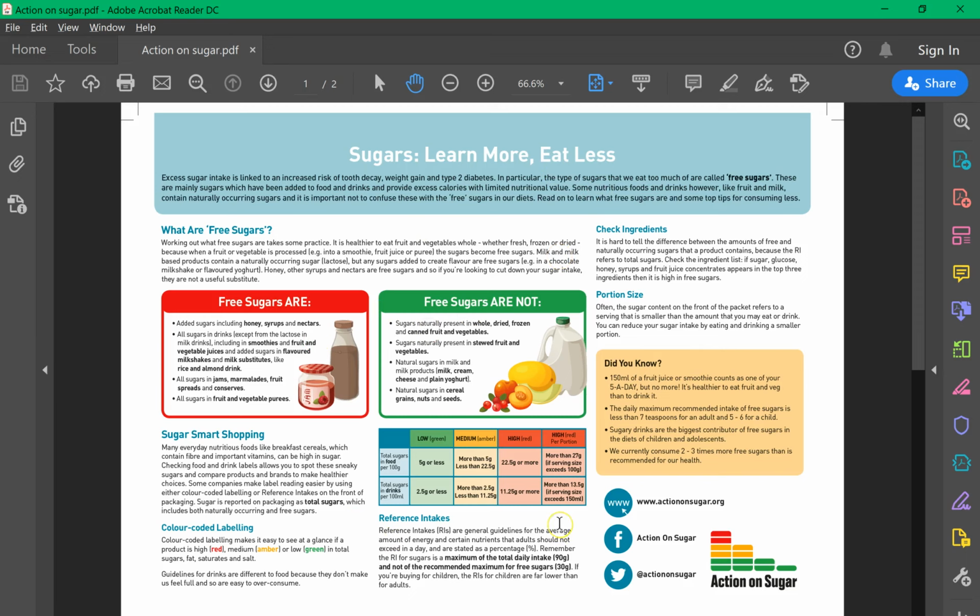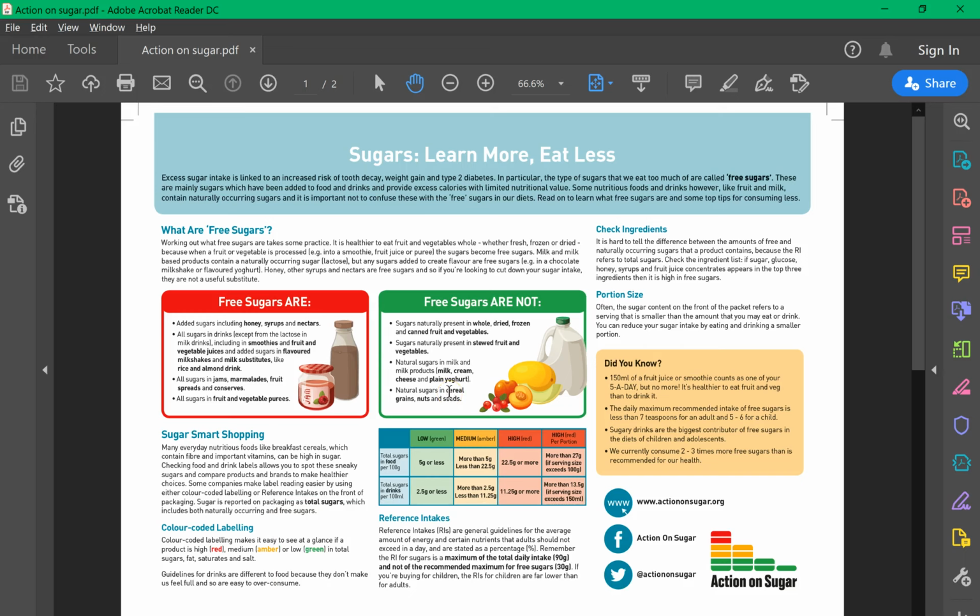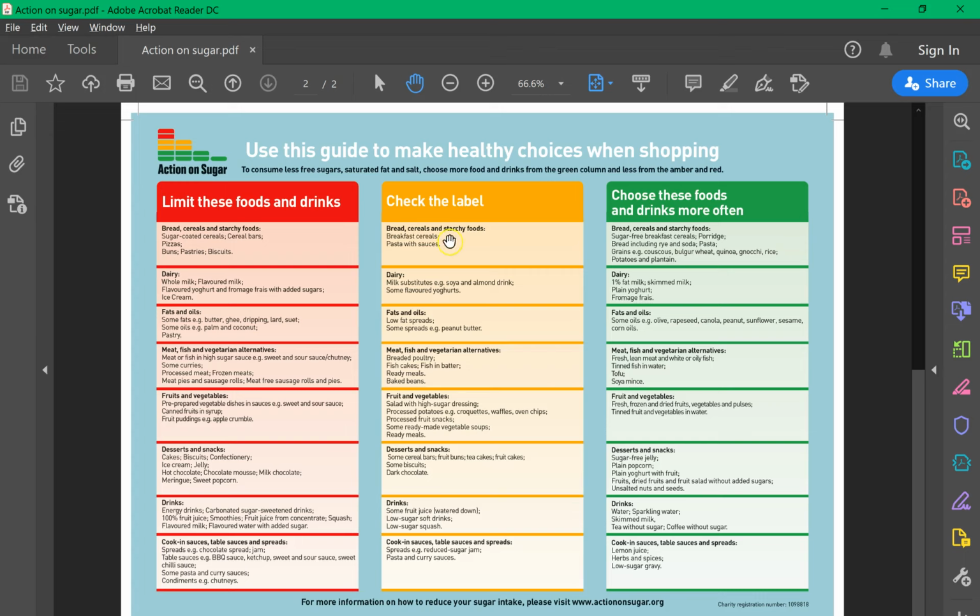So let's have a look at the PD analysis for this. I'll just show you. What are free sugars? Different types. So these are free sugars. They are not free sugars. And then it also gives you a list of things that you need to look out for. So these are foods you should be limiting. These ones you should be checking carefully. These ones are okay to have.